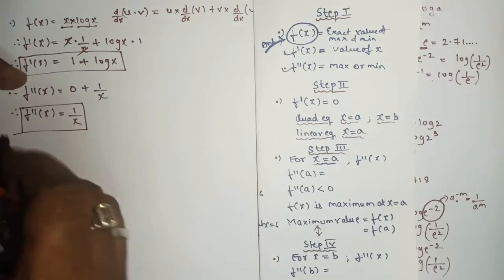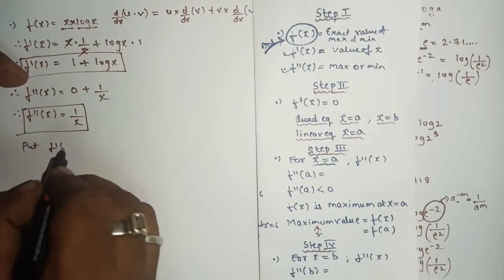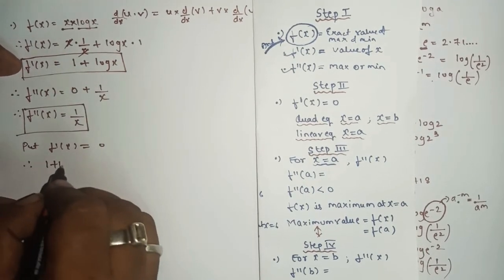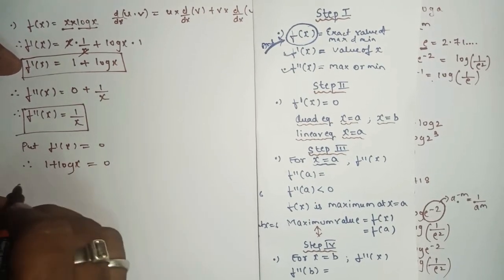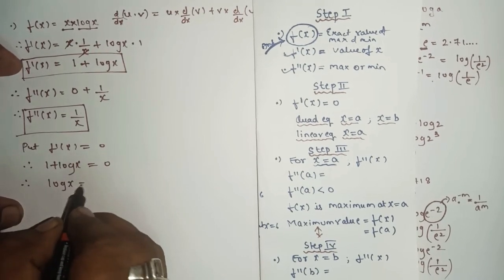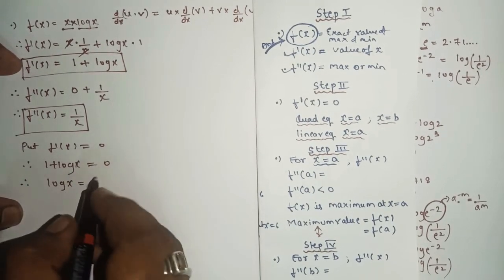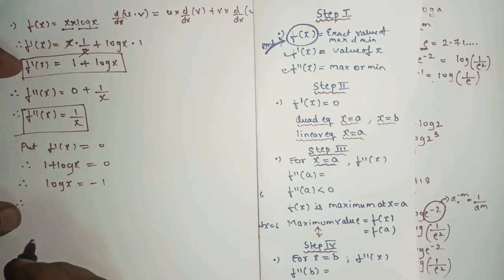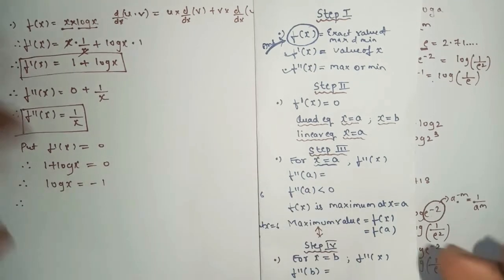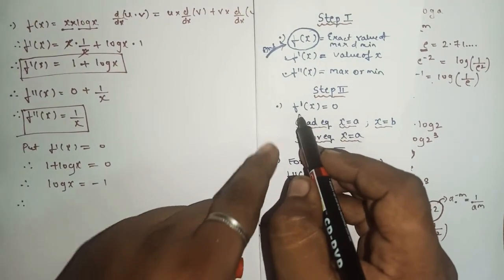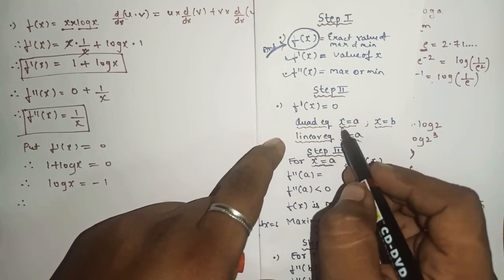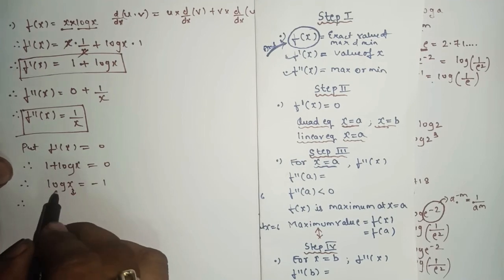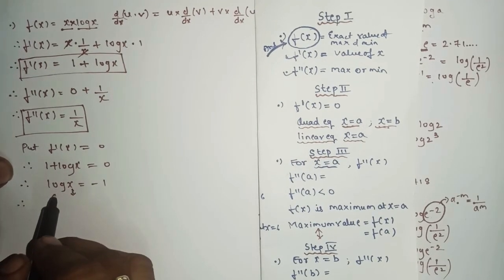Okay, so now the next step is we'll put the first derivative equal to 0. So what is the first derivative answer? That is 1 plus log x equals to 0. So we'll keep this log x as it is, and we'll shift this 1 to the right hand side, so that will be minus 1. Now we know that when you put f dash x equals to 0, you will get the value of x. So in simple language, here we have to find the value of x, not the value of log x. So here we have to remove this log.